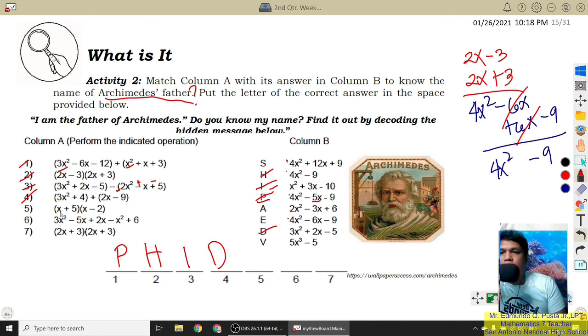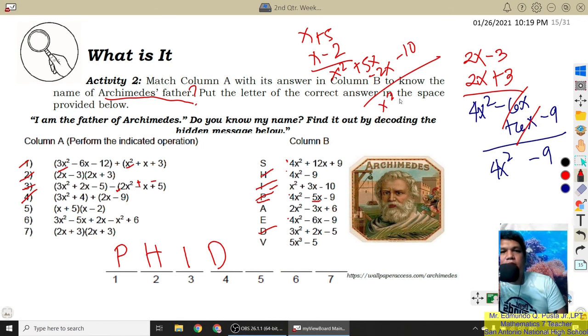Okay. So 5. X plus 5 times x minus 2. Ayan. X plus 5 times x minus 2. X times x is x squared. This one is 5x. This one is negative 2x and then negative 10. So we have x squared plus 3x. Ayan. Meron na ba? Ayan. Plus 3x minus 10. Ayan. Next one.